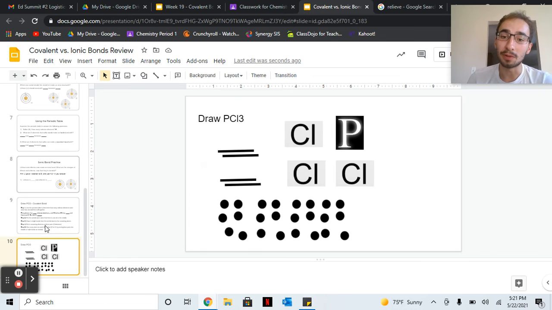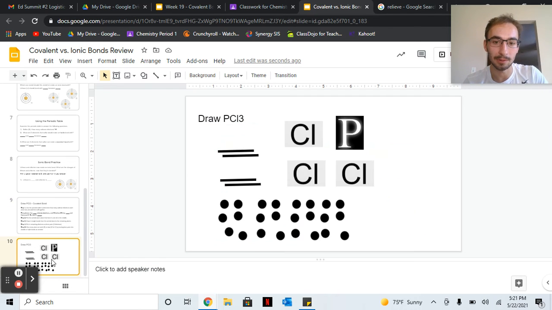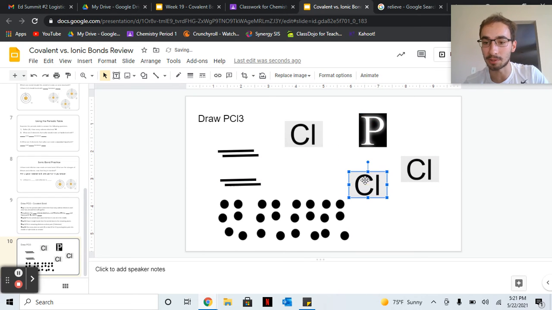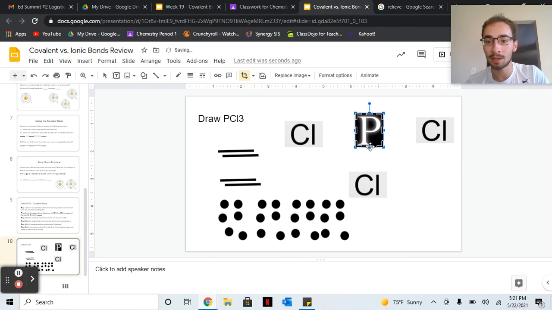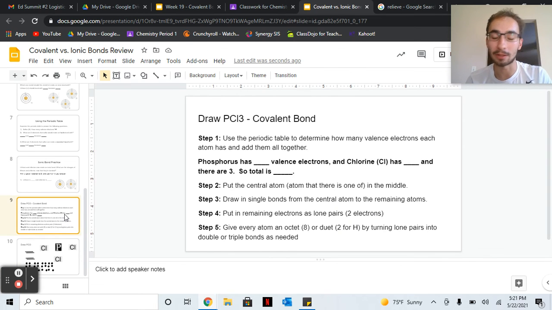Last one is some covalent bond practice. This covalent bond is going to be very large. That's why I give you so many dots. Okay? I'll give you a hint though. It's going to look very similar to ammonia, NH3. Okay? Phosphorus is the central atom because there's only one phosphorus. Okay? That's my hint for the last one.